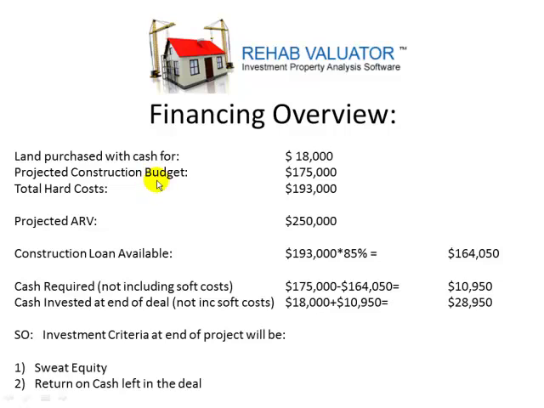My projected construction budget, including my soft costs, my architectural fees, engineering fees, etc., survey, soil reports, which I'm having done right now, etc., I'm projecting roughly $175,000, but that's tops. I'm hoping to come in below that. So my total hard costs and my construction soft costs are going to be $193,000.